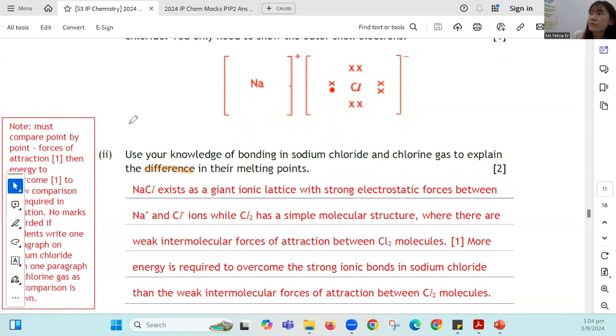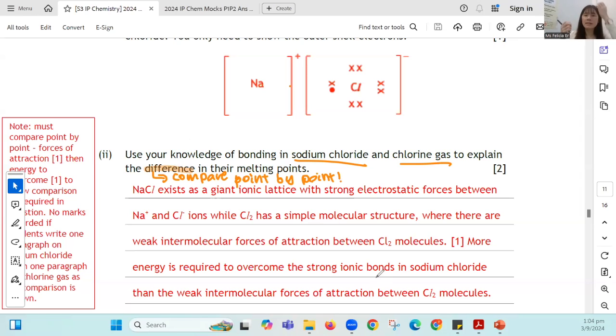When they ask you for difference, take note. You cannot just write down, okay, first whole paragraph, I write everything on sodium chloride based on what I remember from school notes. Then I write another whole paragraph on chlorine below, 2 separate paragraphs. Like that, even if your key points, everything is correct, 0 marks. You won't score at all. Why? The reason is because you need to show the difference. Whenever they ask for difference, you need to always compare point by point.